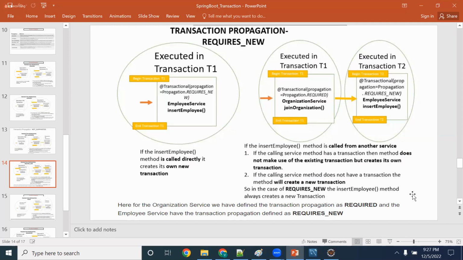So the parent is the only one that will create the transaction. In which way do I call the parent, and in which way do I call the child? I'm calling employee service within organization service. I'm calling insurance service within organization service. For me, organization service is the parent, and employee service and insurance service are children because they are called inside organization service.